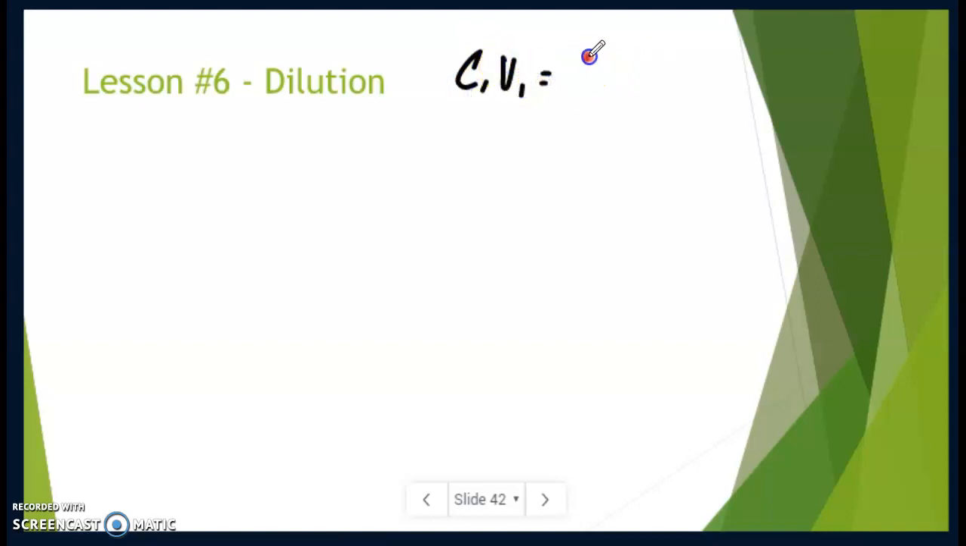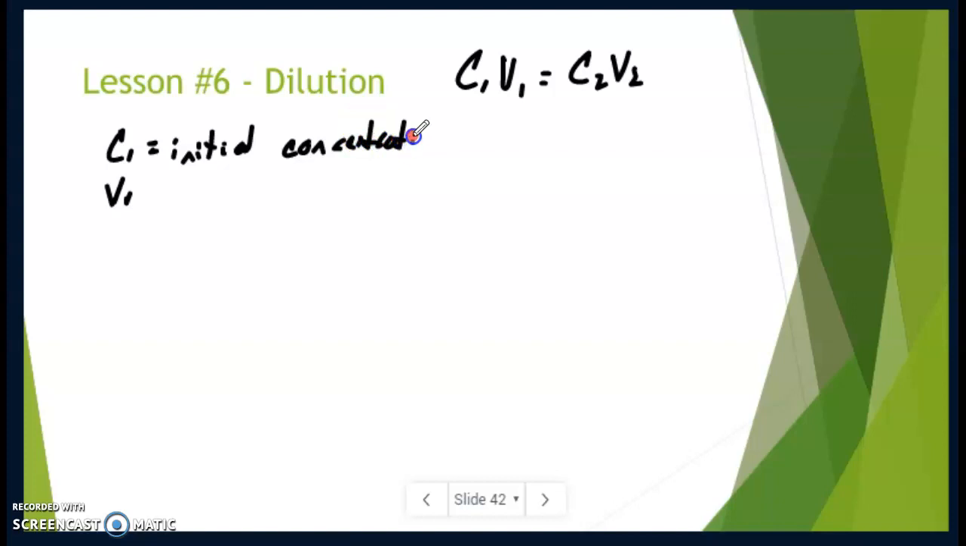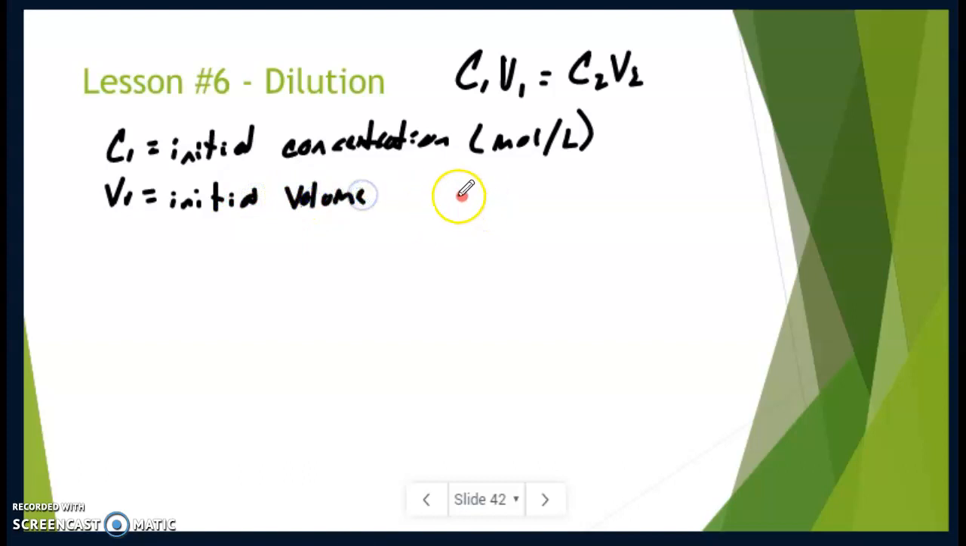C1V1 equals C2V2. I know you've seen this before. C1 is the concentration, so concentration 1, and V1 is our initial volume. The units for that haven't changed. Concentration units are moles per liter, and V1 is our initial volume, which is in liters. Straightforward, same thing we've always seen.